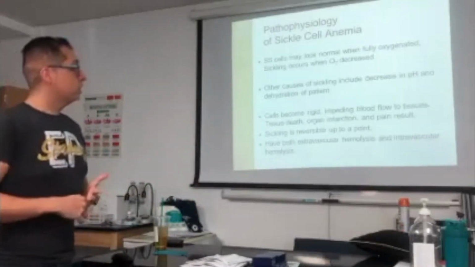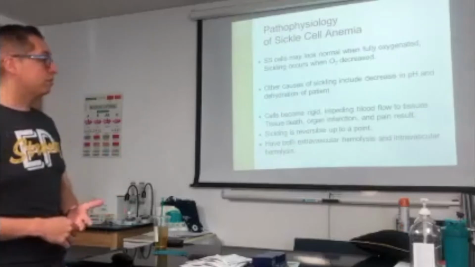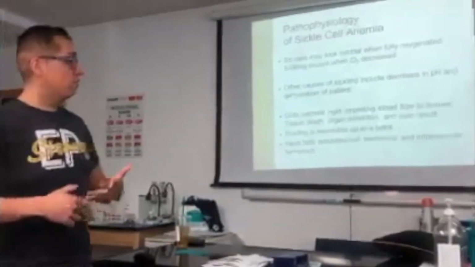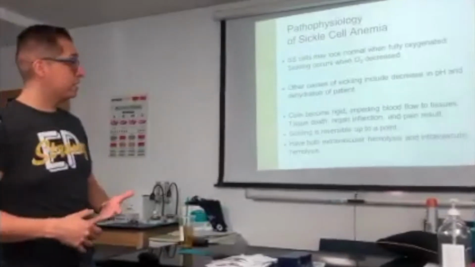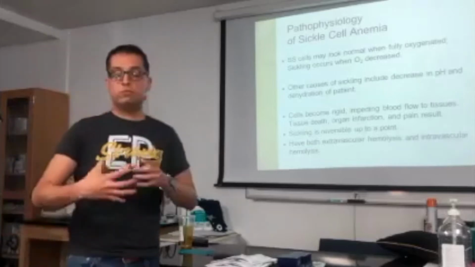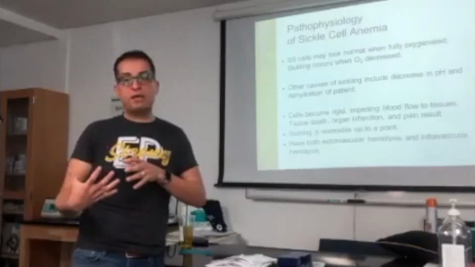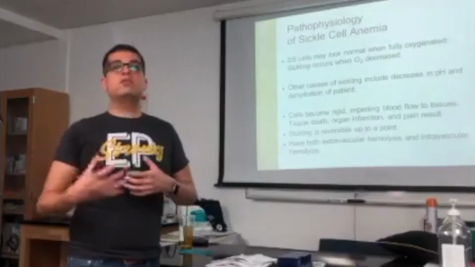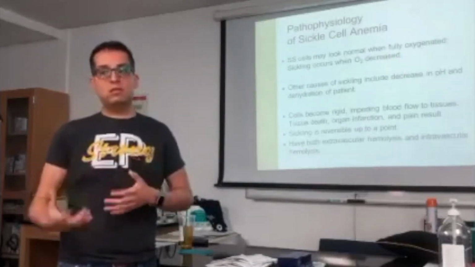Cells become rigid, which is going to impede the blood flow to the tissues, which is going to lead to tissue death, organ infarction, as well as pain. The sickling is reversible up to a point. So my RBCs will be able to go back to the regular shape once they pick up that oxygen, but they're not going to have as long of a lifespan as they normally are used to.